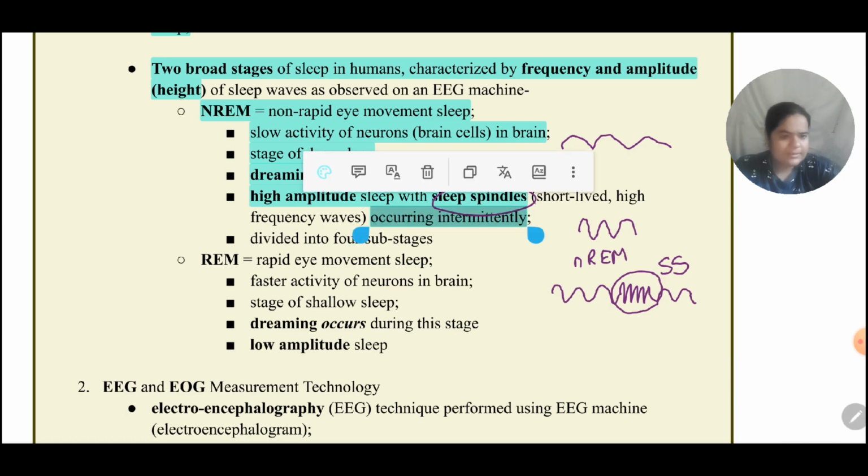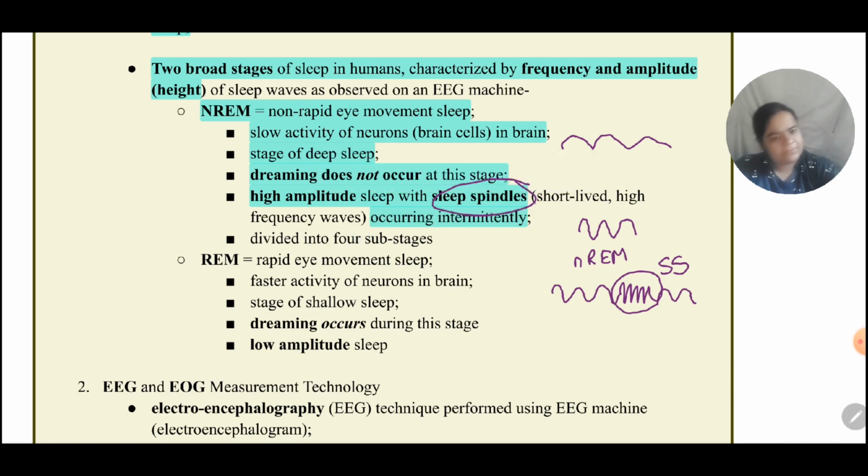They occur intermittently. They are not very common or frequent. They occur once in a while during the NREM stage of sleep, and the NREM stage of sleep is further divided into 4 substages. Now this is not relevant to our discussion. This is something that we just need to make note of right now.